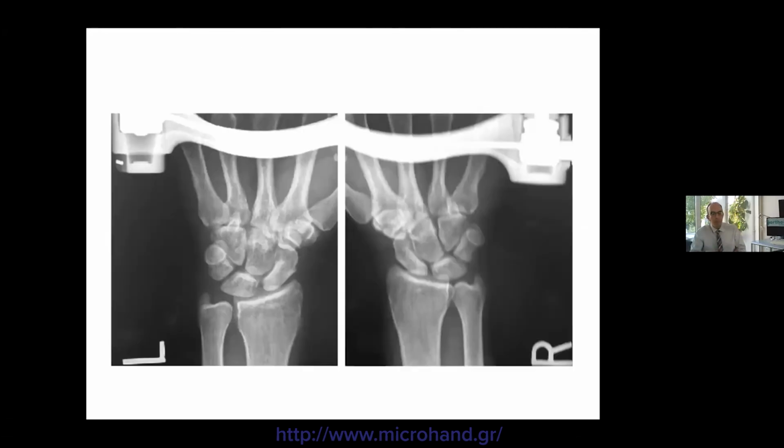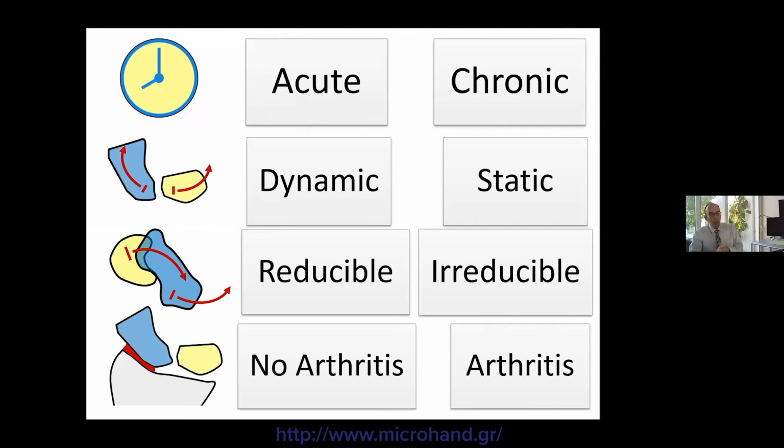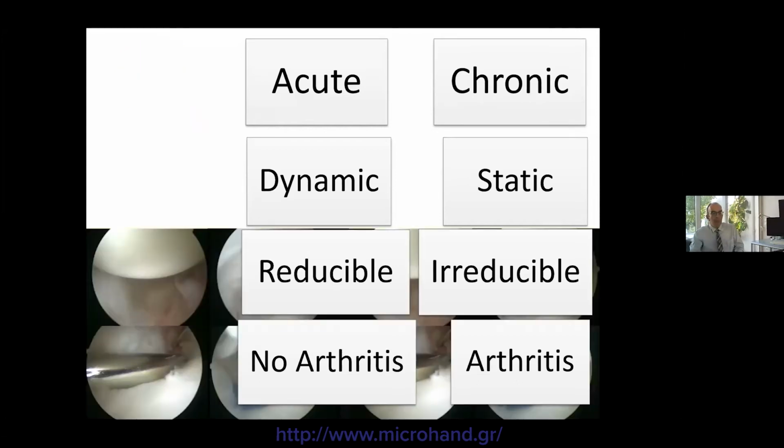Dynamic means that you do grip strength, grip view radiographs, and if you have a widening like on the left, then you have a dynamic injury. Dynamic and static is on the frontal plane. Reducible or irreducible is mostly on the sagittal plane. That means if you can reduce a DISI deformity, it's considered reducible; if you cannot close the gap, it's irreducible. And finally, whether you have arthritis or no arthritis will determine what you'll do. The last two parameters are better assessed by arthroscopy.